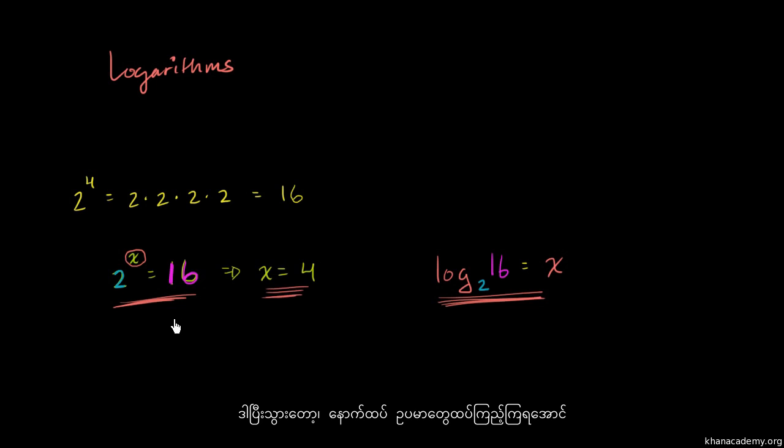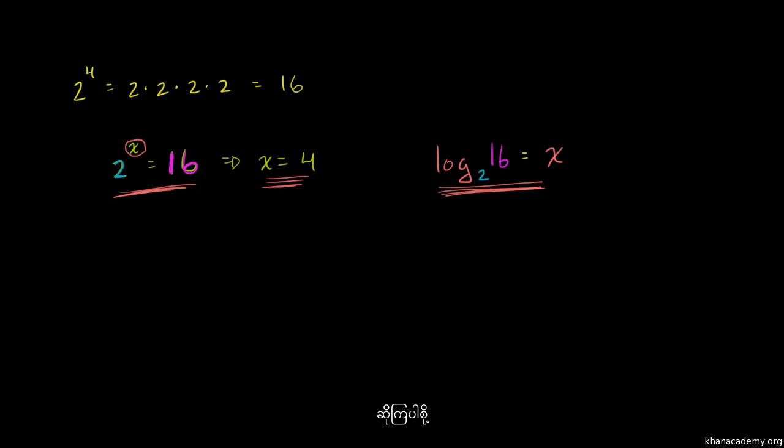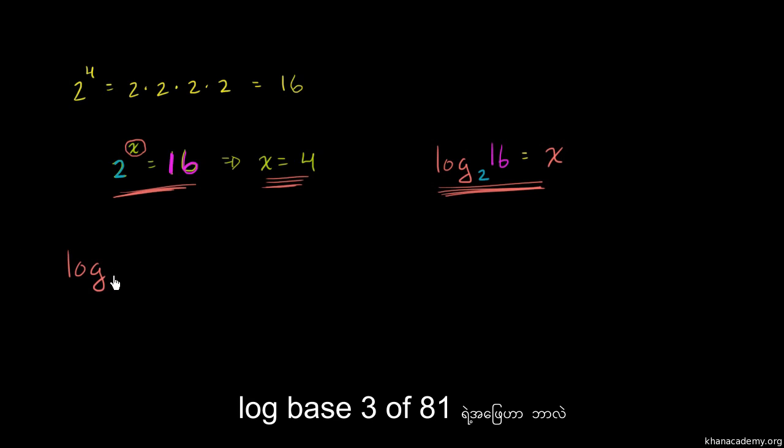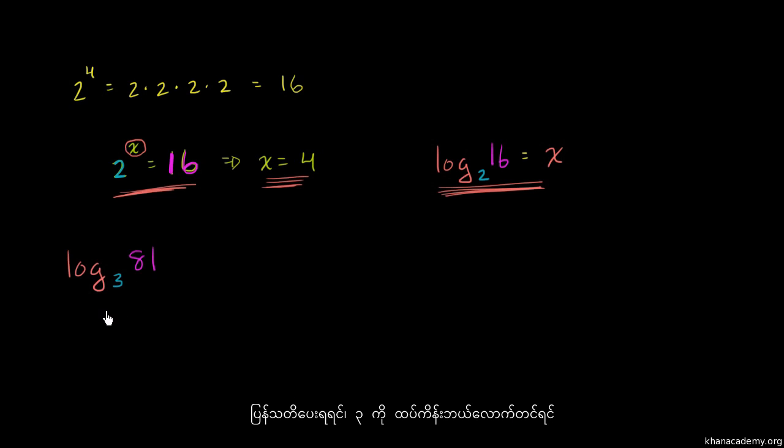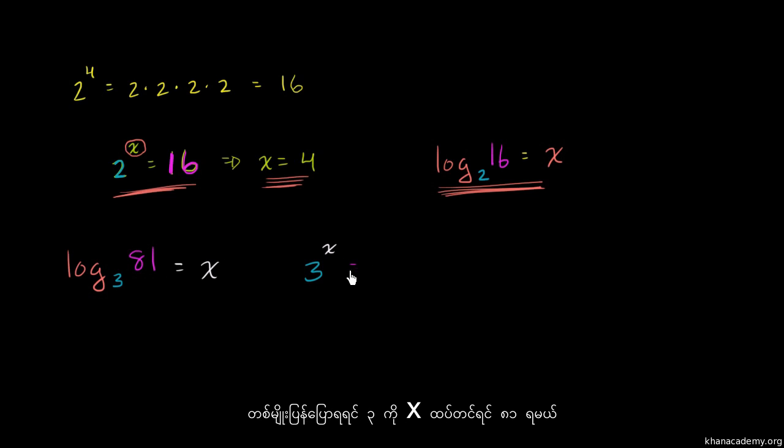So with that out of the way, let's try more examples of evaluating logarithmic expressions. So let's say you had log base 3 of 81. What would this evaluate to? Well, just as a reminder, this evaluates to the power we have to raise 3 to get to 81. So if you want to, you could set this to be equal to an x, and you can restate this equation as 3 to the x power is equal to 81.